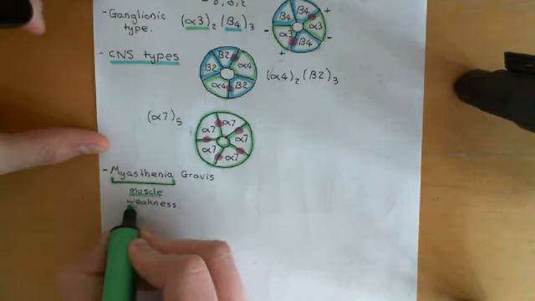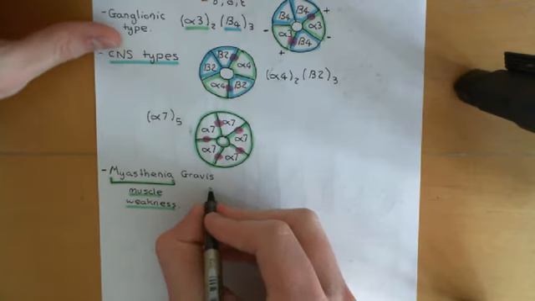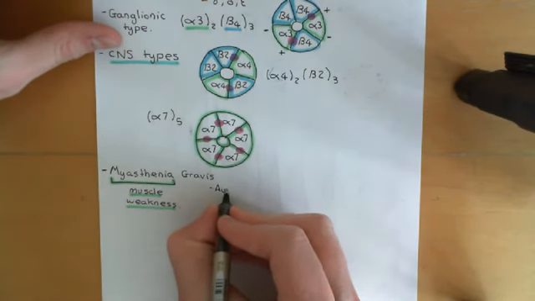Right, so let me explain what usually happens in myasthenia gravis. And I should explain right now that there are different causes of myasthenia gravis. However, the major cause, the most common cause of myasthenia gravis is that it's an autoimmune attack, basically.